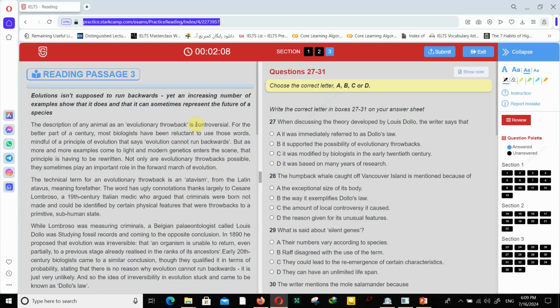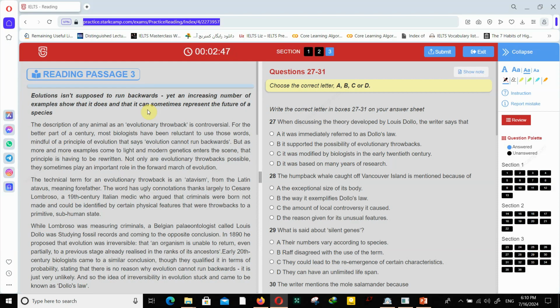The title of the passage is actually When Evolution Runs Backwards. Unfortunately, this website doesn't include a title, and this is just a subtitle. Evolution isn't supposed to run backwards, yet an increasing number of examples show that it does, and that it can sometimes represent the future of a species. This is what the whole idea of the passage is about. This is a great thing to start your IELTS reading with, the title and subtitle if included. So get to know, get the feelings, what it is going to talk about in the passage.